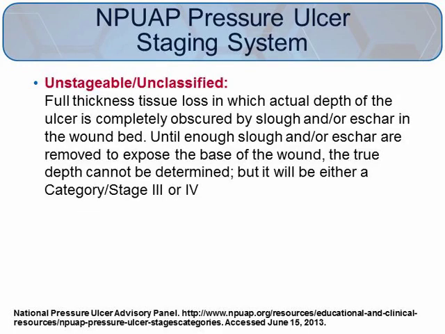Now the NPUAP also has added in the classification of unstageable, meaning that the wound has full thickness tissue loss, so it's at least a stage 3, possibly a stage 4 ulcer, but we don't know for sure how deep it is because the wound is filled with either slough or eschar. That has to be debrided before we can stage the ulcer.